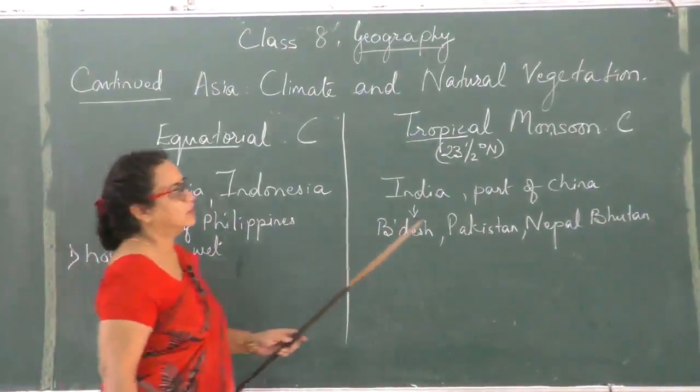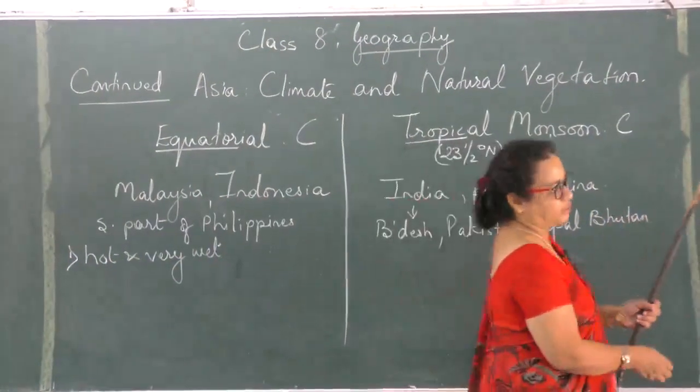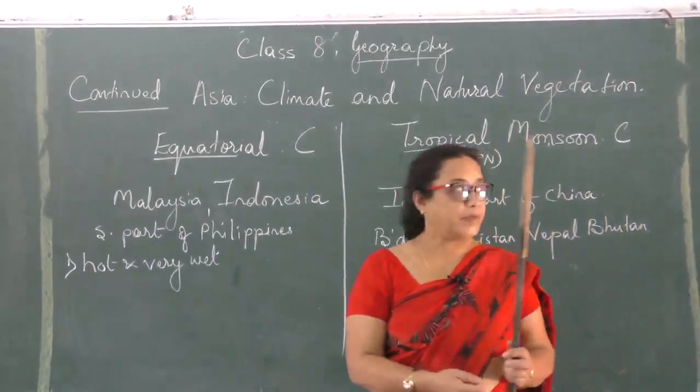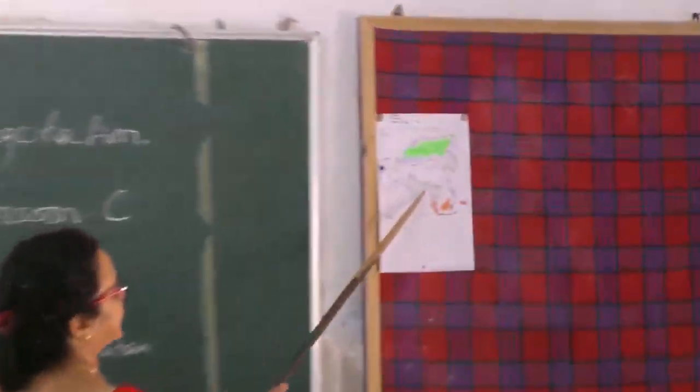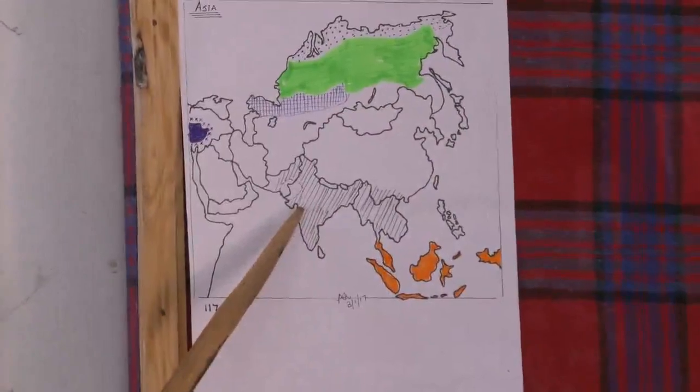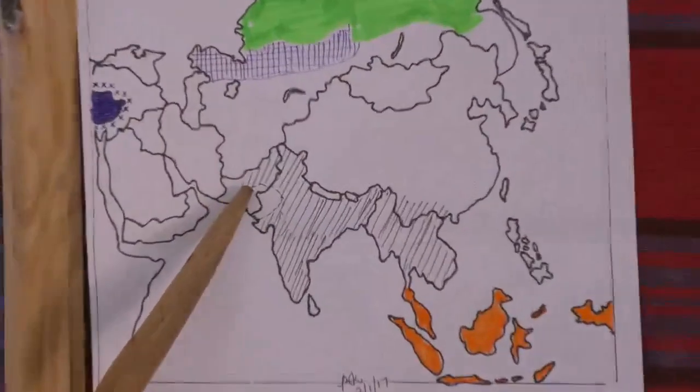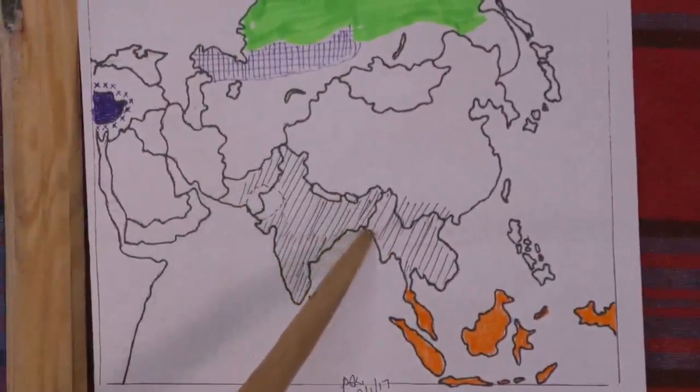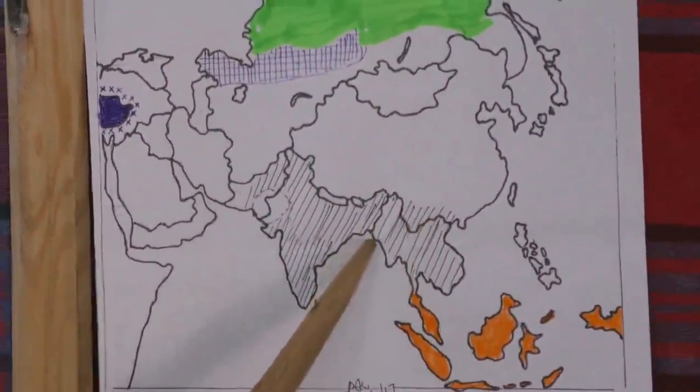Then we look at the tropical monsoon region. The tropical monsoon region on the map, can you see where India is? Clear? Little bit of Pakistan, covering Nepal, Bhutan, Myanmar I missed out, that is also a neighbor.